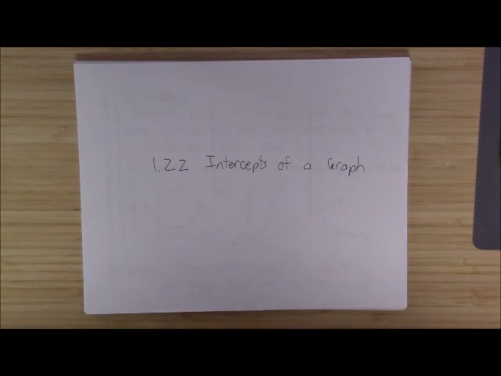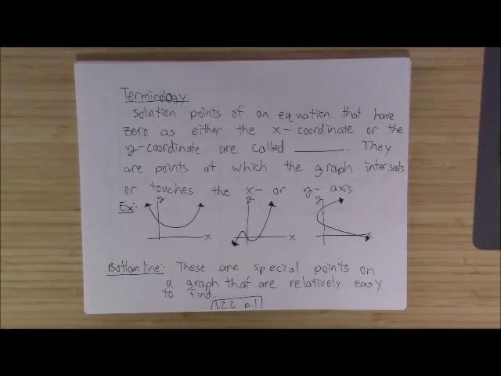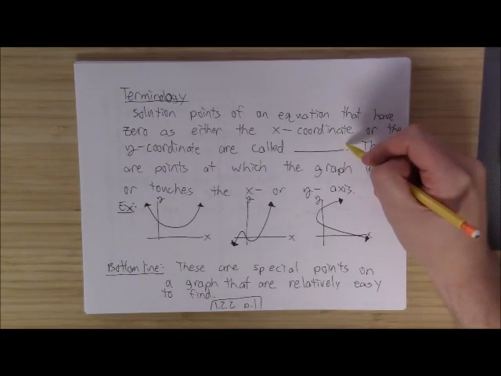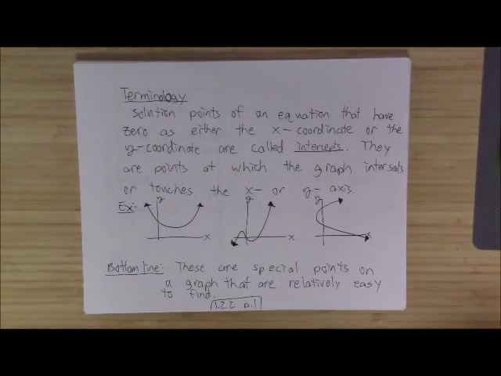Okay, in this video we'll be talking a bit about intercepts of graphs and how you can use them to make graphing a little easier. So again, we start with some terminology. Solution points of an equation that have 0 as either the x-coordinate or the y-coordinate are called intercepts. These are points at which the graph intersects or touches the x-axis or the y-axis.